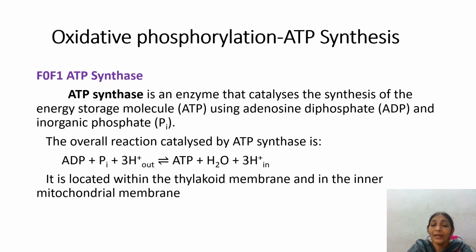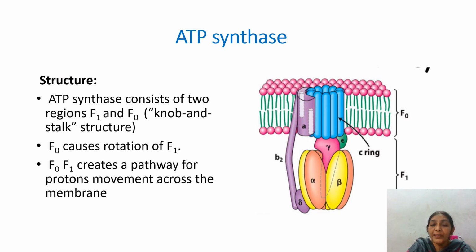So the overall reaction carried out by ATP synthase is ADP plus Pi plus 3 protons gives rise to ATP plus water. This F0 F1 complex is located in the inner mitochondrial membrane and thylakoid membrane. Now you will see the structure of ATP synthase.